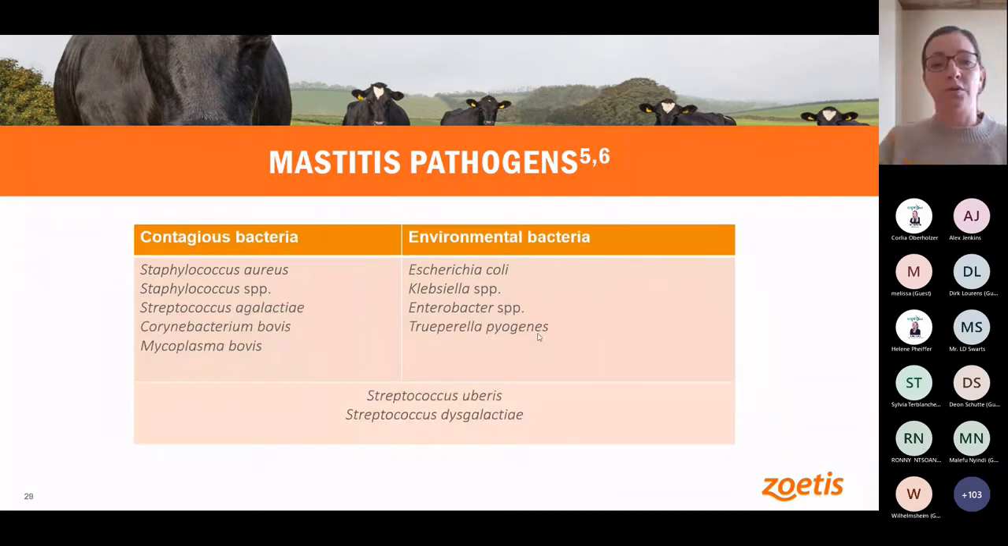And then we can also divide it into contagious bacteria and environmental bacteria. And then we have our fence sitters, which are your Strep uberis and your Strep dysgalactiae. I call them fence sitters because they can be contagious, but they can also be environmental. So they have both properties.